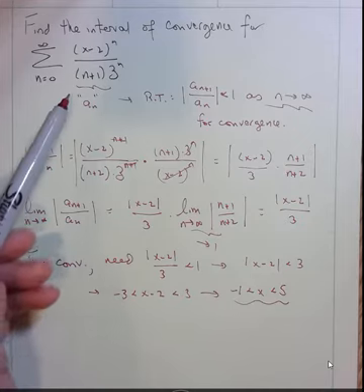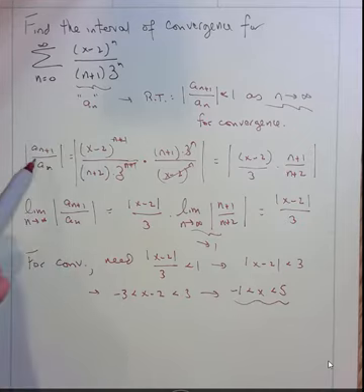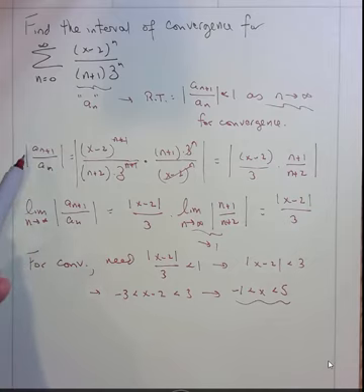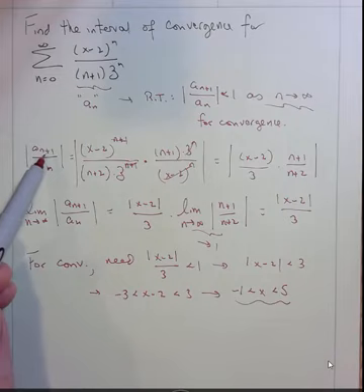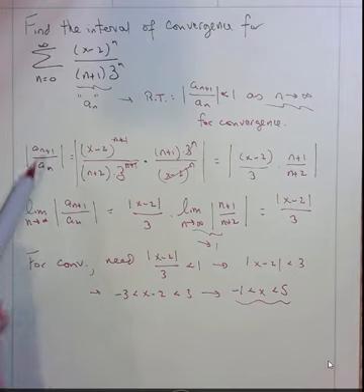The ratio test itself says, hey, build this ratio. Take the limit as n goes to infinity. If that limit is greater than 1, then your series is not going to converge. If the limit of this is less than 1, then your series is going to converge. And if the limit of this as n goes to infinity is equal to 1, then we don't know. The ratio test doesn't tell us whether it converges or not.